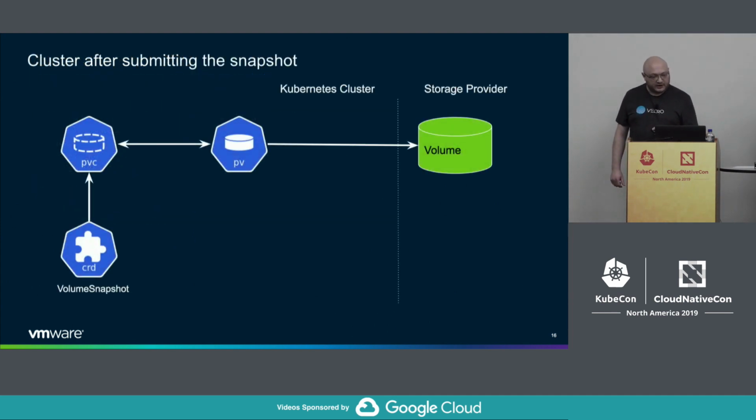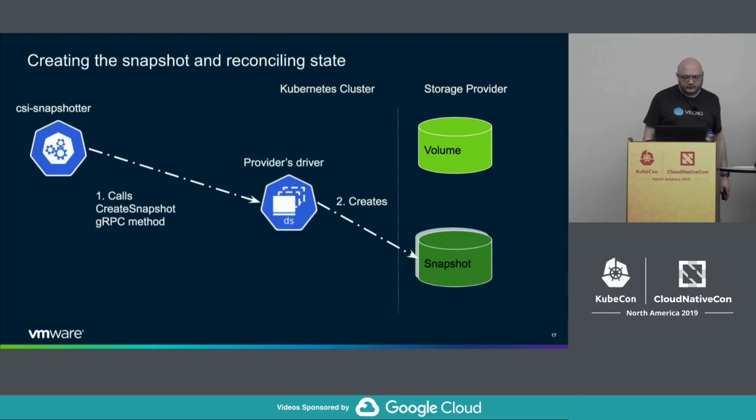So your cluster is going to look a little bit like this after you make that submission. You have added a volume snapshot that makes a reference to that persistent volume claim, and through that has a path to the volume. Then you have this CSI Snapshotter, which is a generic controller written by the SIG storage community and is common to all the implementations. It issues a create snapshot gRPC method call to whatever your provider is. It calls that driver, and that provider driver will create the snapshot for you.